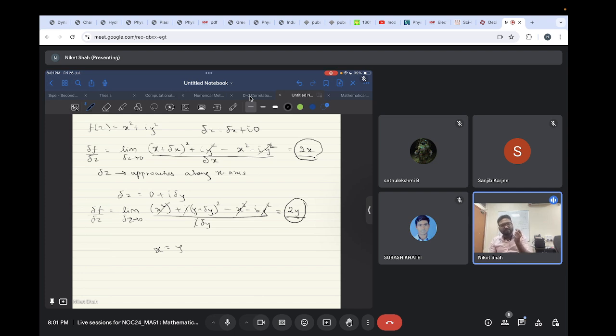So that is one conclusion. Let's try one final variant and see whether this works out or not. So let's approach z from the direction 45 degrees to the x-axis. That would mean del x plus i del x.